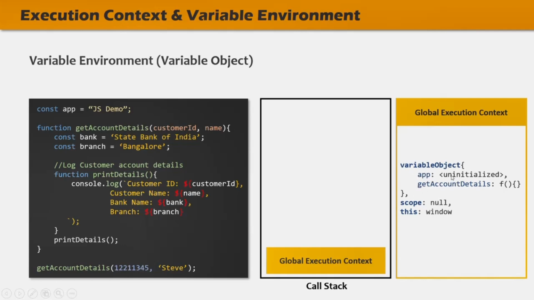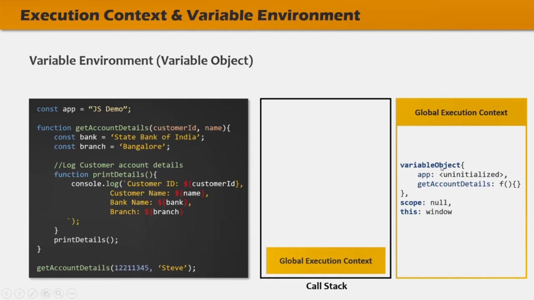The variable is assigned with the value uninitialized, but this function which we have created here, we have created it using function declaration syntax. So a property with that function name will be created, and this is going to store a reference to this function definition in the heap memory. We have learned that the function is of reference type and it gets stored in the heap memory.